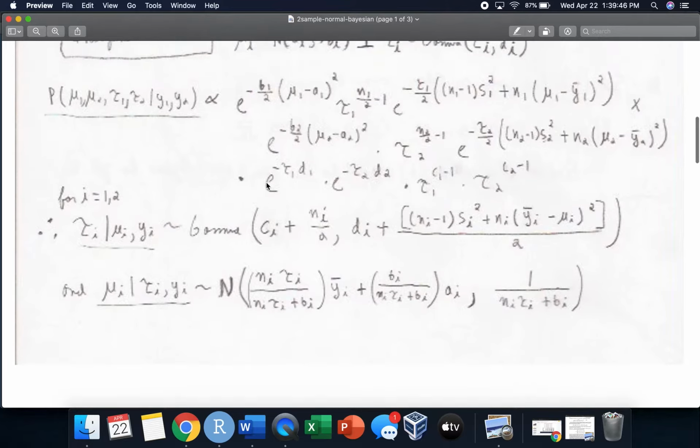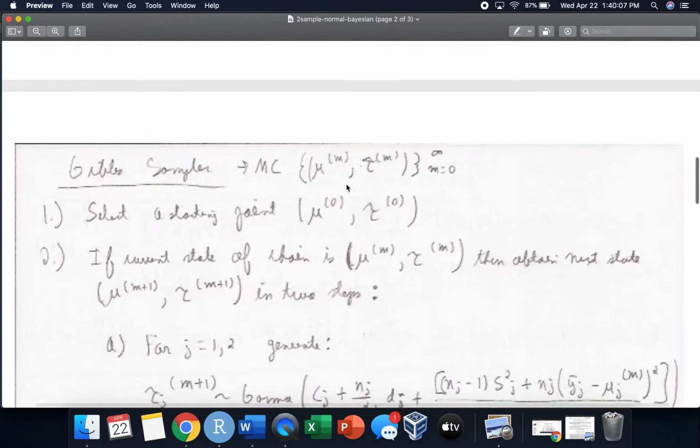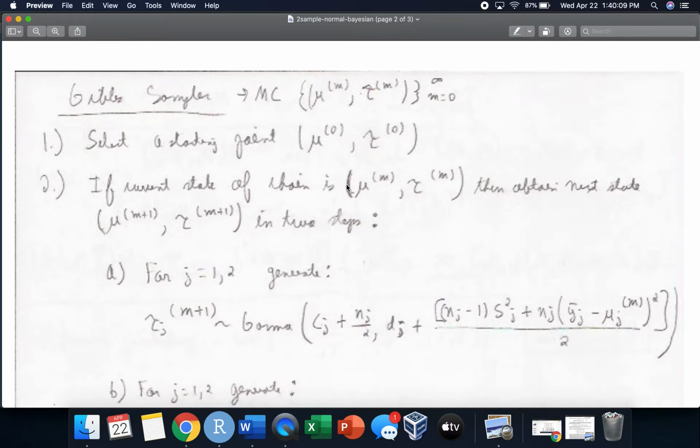To find the conditionals, it's the same exact process again as the one sample normal model, but now we'll have two of each one of these for the two separate independent samples. So tau follows the gamma again, and mu follows the normal. I won't go into this, but it's the exact same result as the one sample. Before we go into R, we need to cover the Gibbs sampler and then how to obtain proper priors. The Gibbs sampler is a Markov chain Monte Carlo algorithm that essentially has many states.